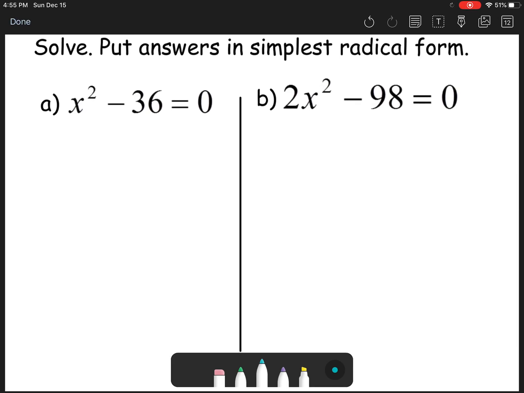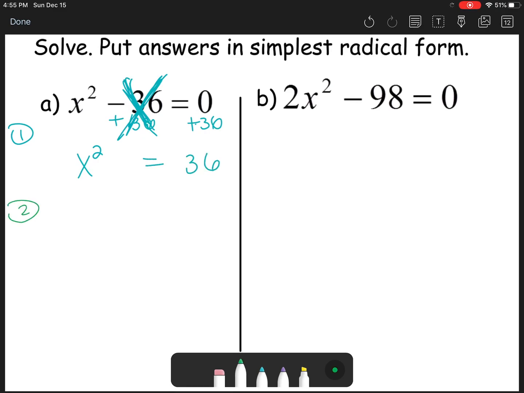So letter A, we have x squared minus 36 equals 0. So our first step is going to be to isolate x squared. Well, I'm going to use the inverse of subtracting 36, which would be adding 36. Right? So these would cancel out. That's what I want. That's why we use our inverse operations, so we can rearrange things. So we find that x squared is equal to 36. So that's my first step.